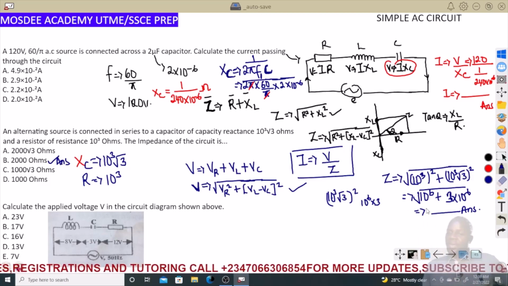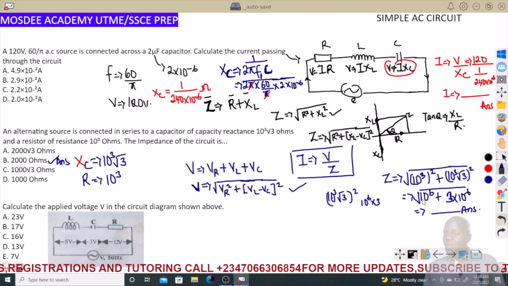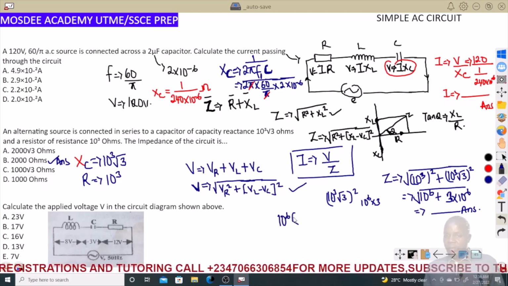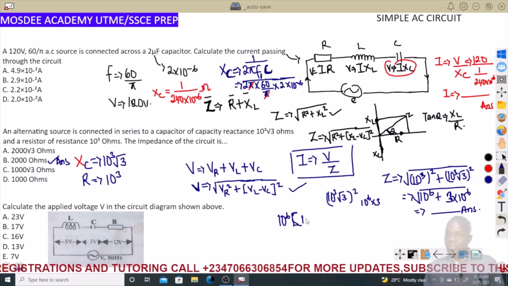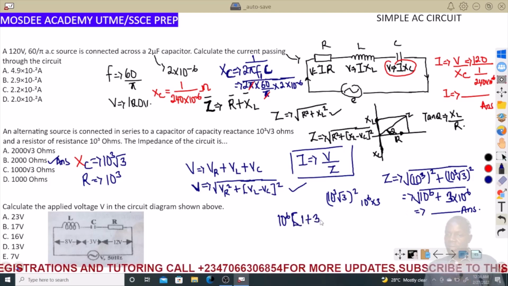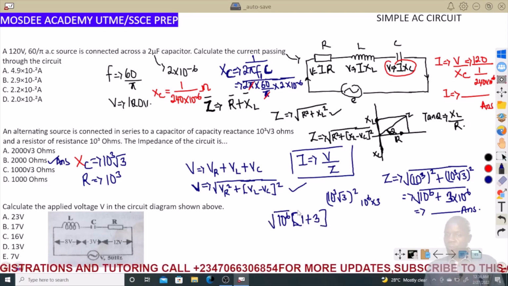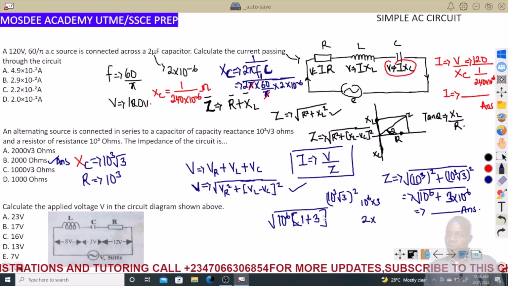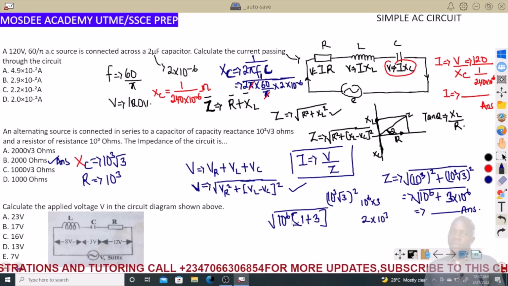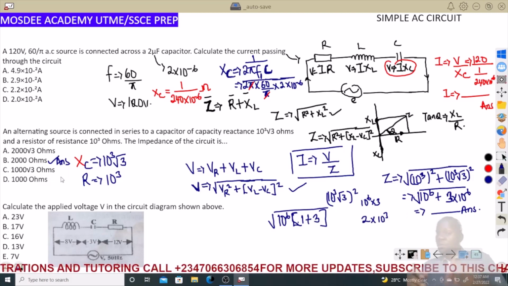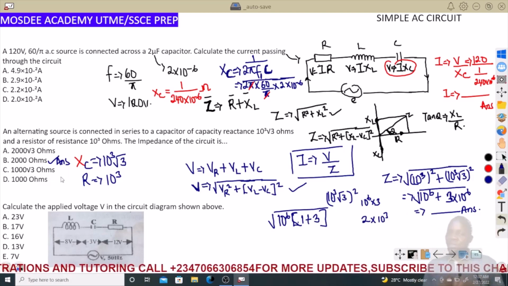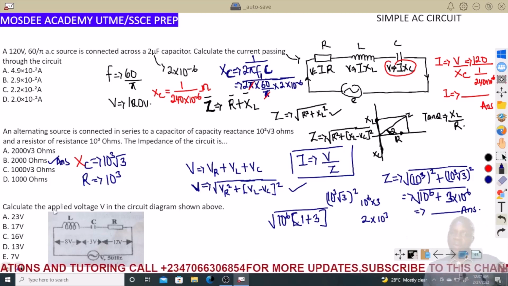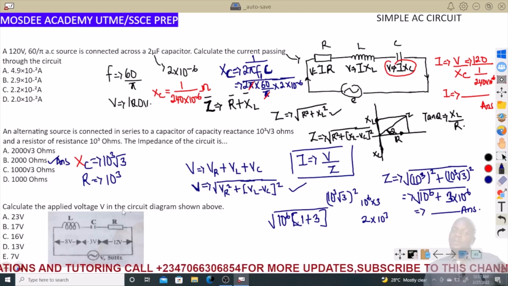What have I done? I can show you, but because of time, I factorize 10 raised to 6 outside. See, 10 raised to 6, open bracket, 1 plus 3 is what I have here, then we have square root. 1 plus 3 is 4. Square root of 4 is 2. Square root of 10 raised to 6 is 10 raised to 3. 2 times 10 raised to 3 is 2,000. That was why I was able to get my answer without calculator. So we'll move to the next one. Now, about the next one, my dear students, we have to calculate the applied voltage in the circuit shown.